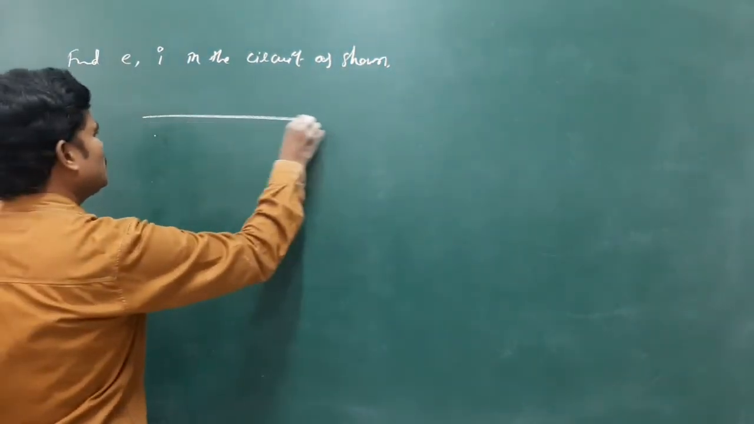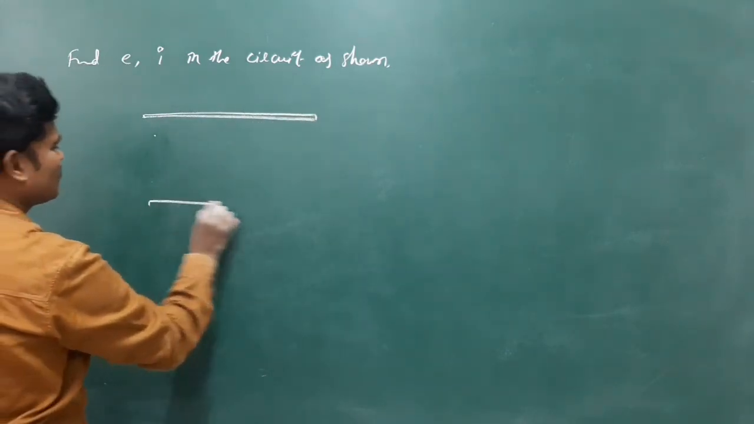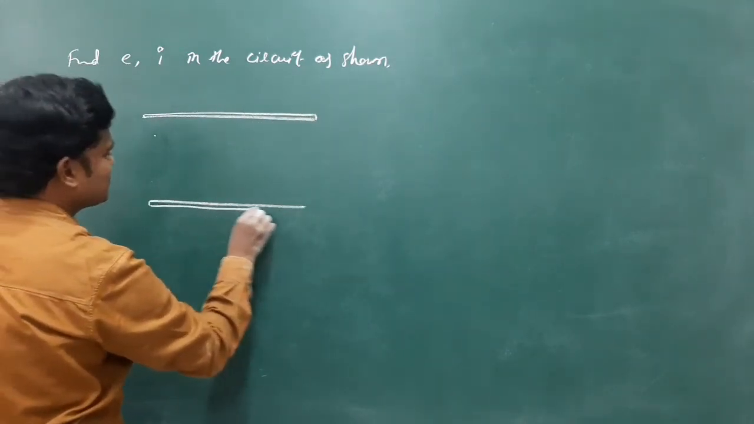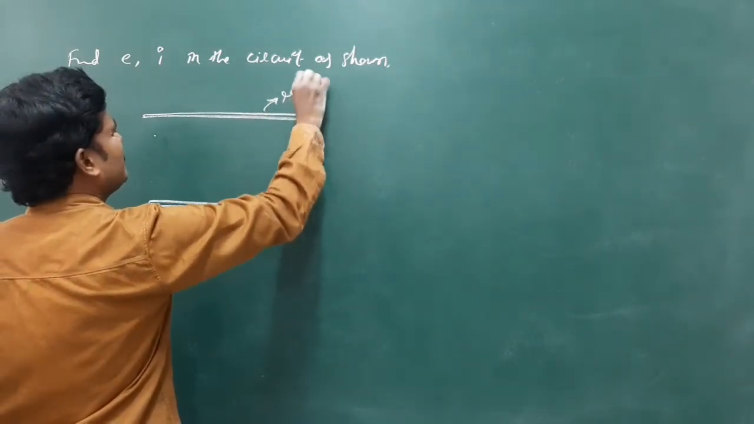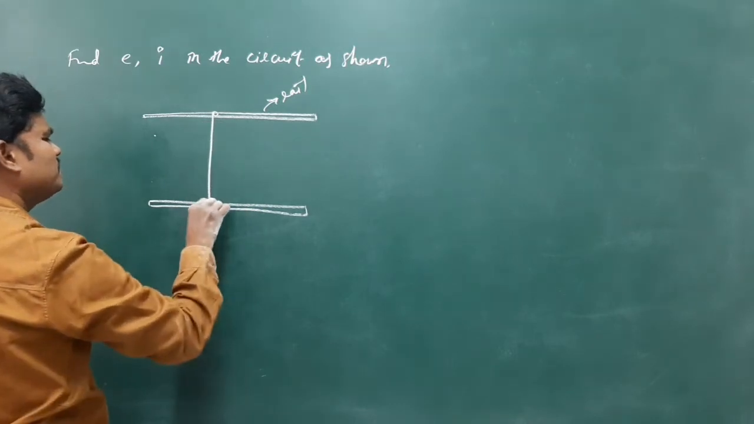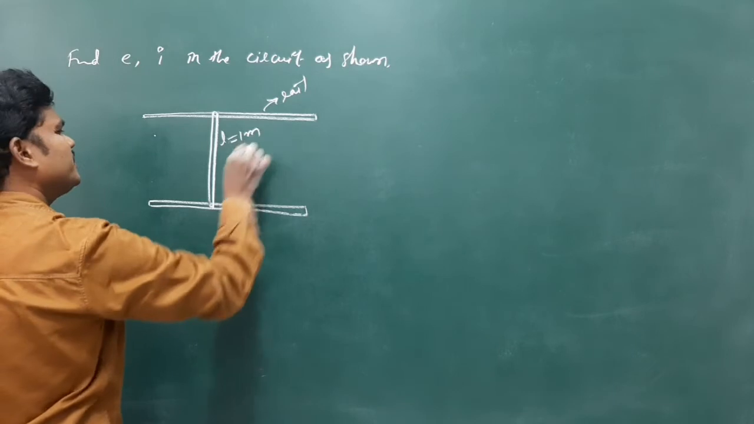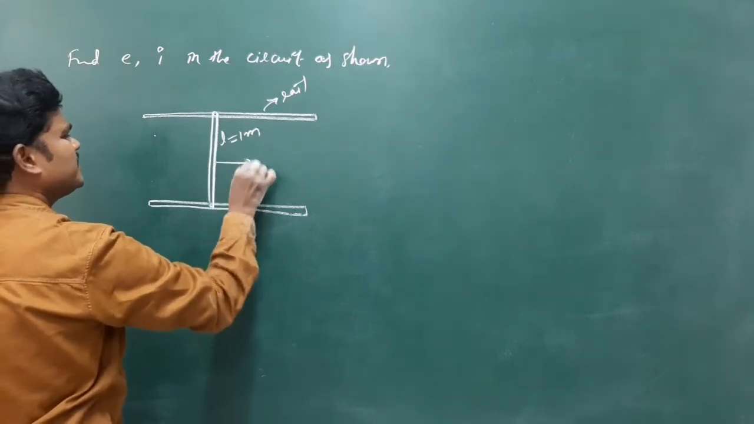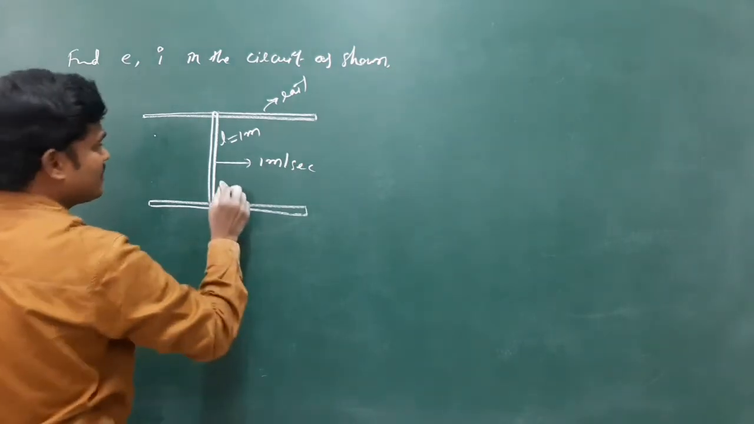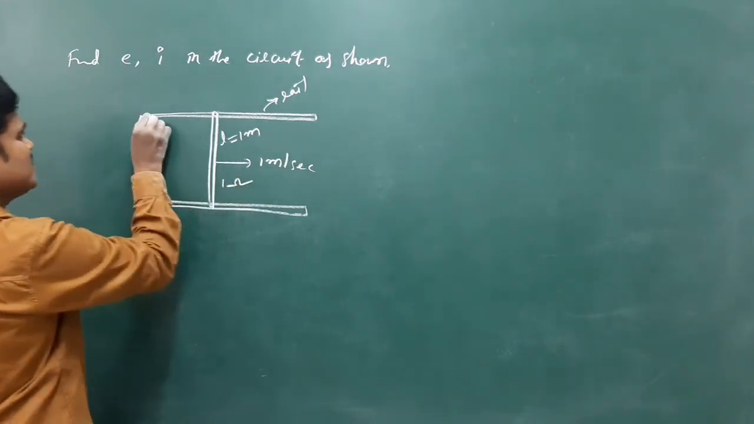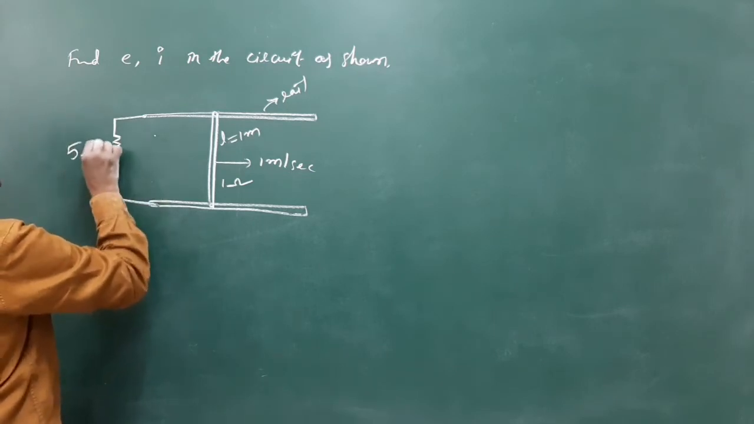See the given two horizontal rails, frictionless horizontal rails. These are the frictionless horizontal rails in which a rod whose length is, let us take, 1 meter, moves with a speed of 1 meter per second. Its resistance is 1 ohm, and it is connected to an external resistance of 5 ohm.